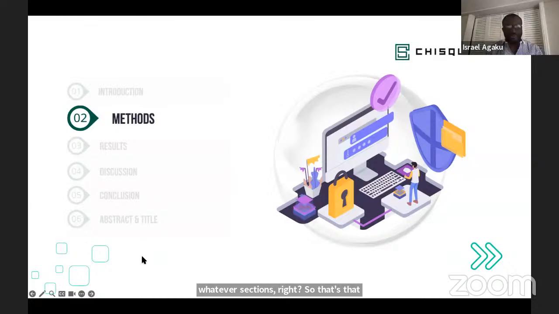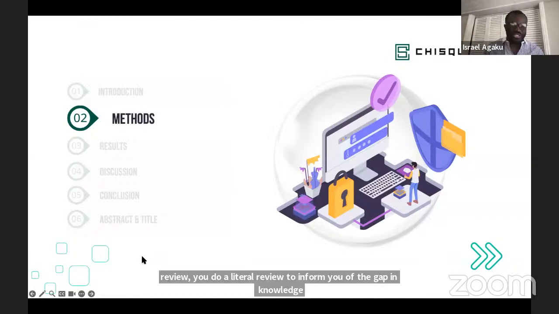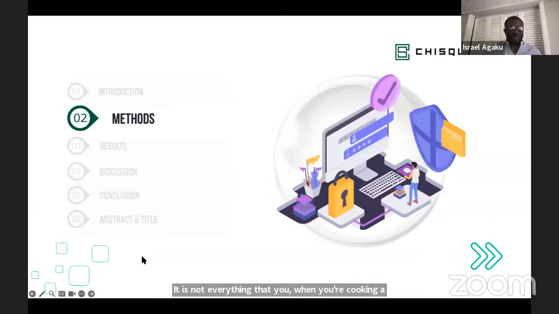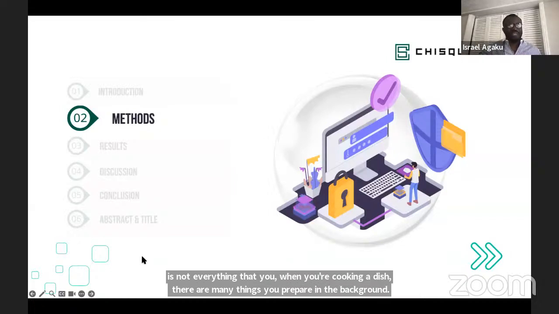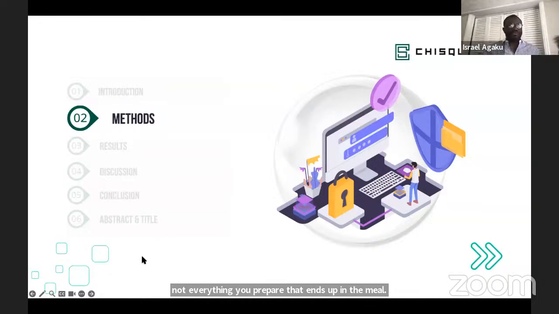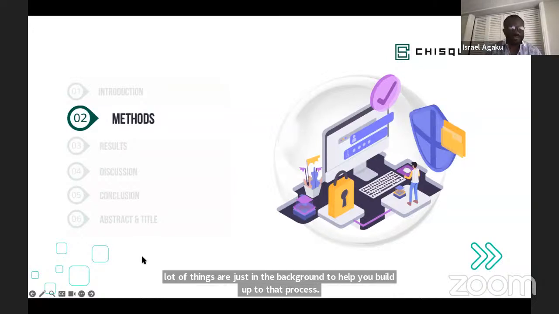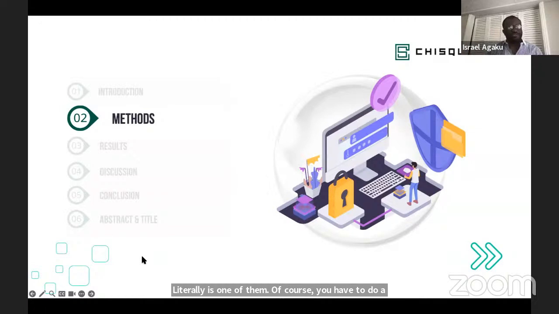Now, about literature review, you do a literature review to inform you of the gap in knowledge. When you're cooking a dish, there are many things you prepare in the background. It's not everything you prepare that ends up in the meal, right? A lot of things are just in the background to help you build up to that process. Literature review is one of them. Of course, you have to do a literature review before you do your work, but it's not every single thing that you found in your literature review that has to appear in the manuscript. It's just to guide you to identify the gap.